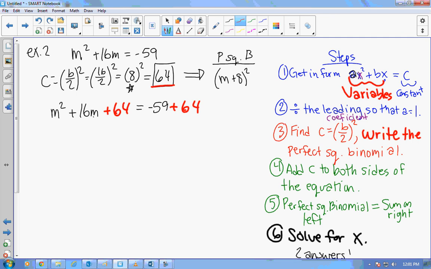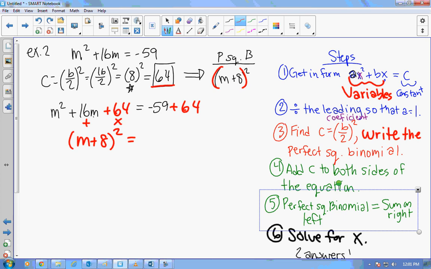Now step 5, the perfect square binomial, because what two numbers multiply to 64 and add to 16? Not 16. 8. It's right here. M plus 8 times m plus 8. 8 times 8 is 64. 8 plus 8 is 16. So that's why we write our perfect square binomial equals, what do we do on the right-hand side?